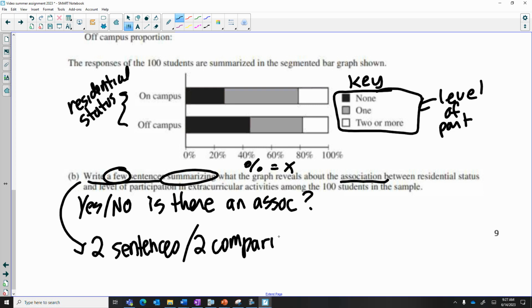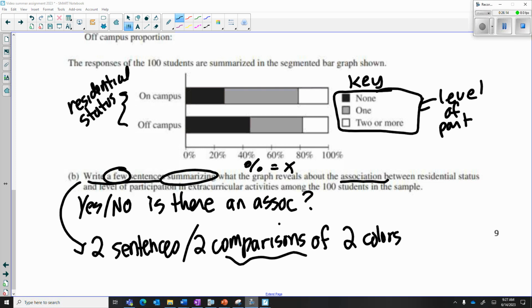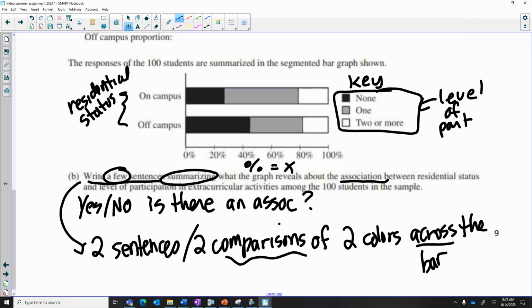Pick 2 colors, basically, okay? And compare the none to the none, or the 1 to the 1, or the 2 or more to the 2 or more, and use comparative language. So use the word greater than, less than, or approximately equal to across the bars. Across the bars. Okay, stop the video here and complete this question before we move on.